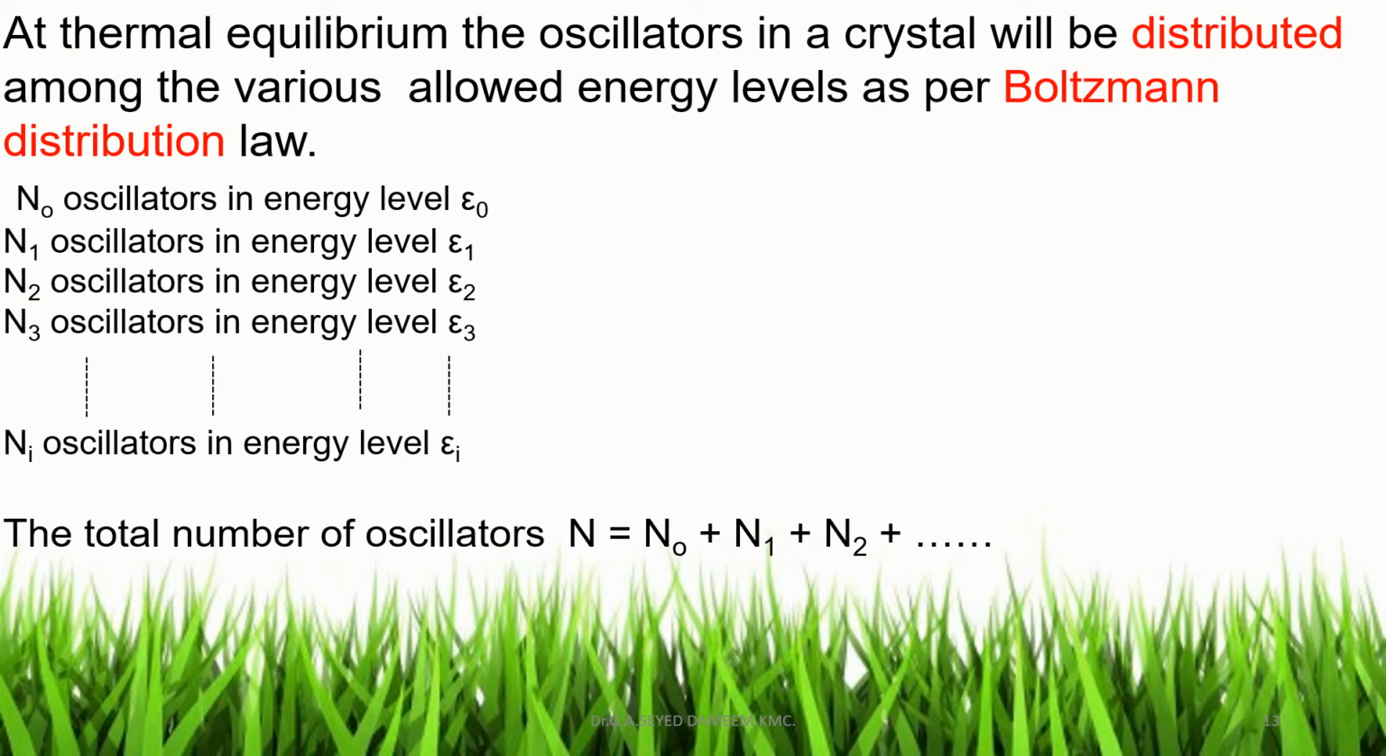At thermal equilibrium, the oscillators in a crystal will be distributed among the various allowed energy levels as per the Boltzmann distribution law. That is, N0 oscillators in energy level E0, N1 oscillators in energy level E1, N2 oscillators in energy level E2, N3 oscillators in energy level E3, and similarly Ni oscillators in energy level Ei. Now the total number of oscillators, N, is equal to N0 plus N1 plus N2 plus N3, etc.